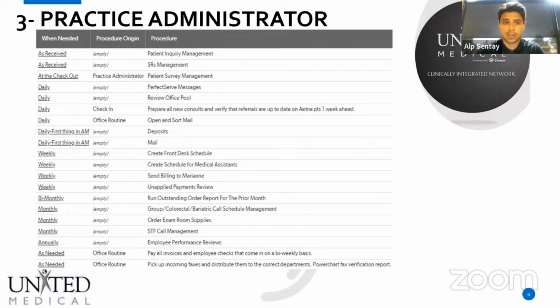And then daily, of course, they need to be always reviewing the office pool, the messages, the patient's charts, and then they need to open and sort mail as well daily, because these are usually time-sensitive documents that we receive in the mail. And then we also have, first thing in the AM when they first come into the office, they need to check the deposits as well. This is also a really important process that the practice administrators need to do. And they also have some other duties that they need to do weekly, bi-monthly, and as needed as well.